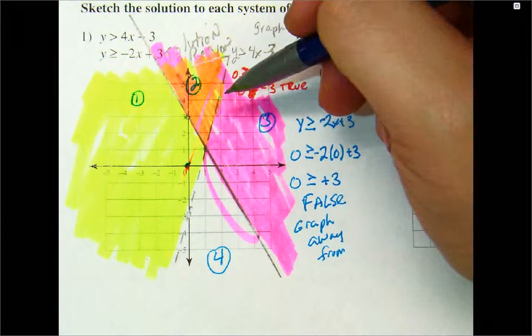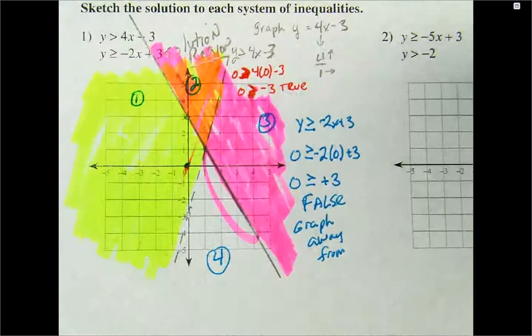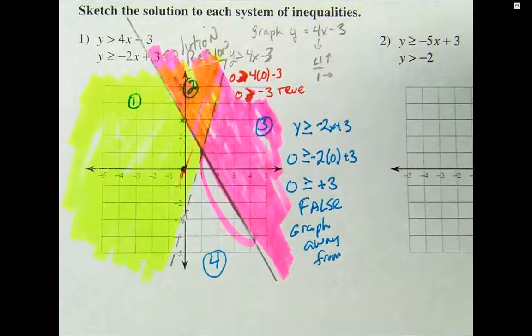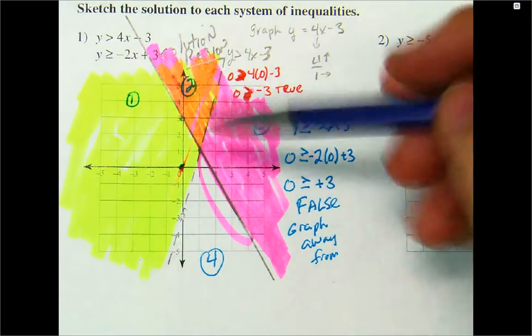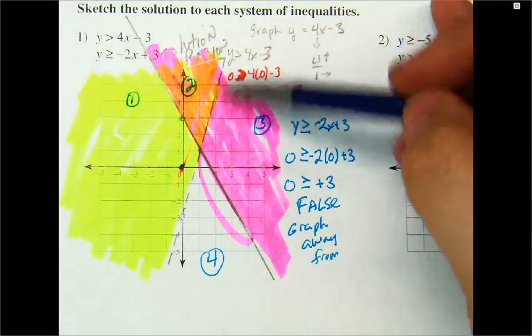Does it have to be 1, 2, 3, like in that order? No. I just put 1, 2, 3, and 4 just to show you that there were 4 regions. You don't have to number the regions at all. That was purely for instructional purposes. It's just this area up here, this little wedge, is our solution region.